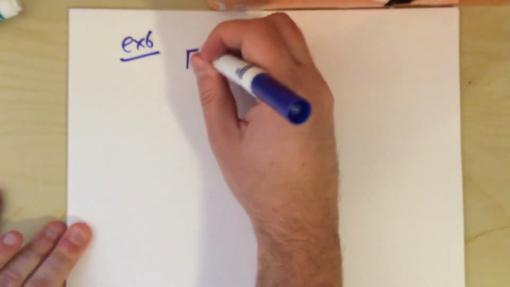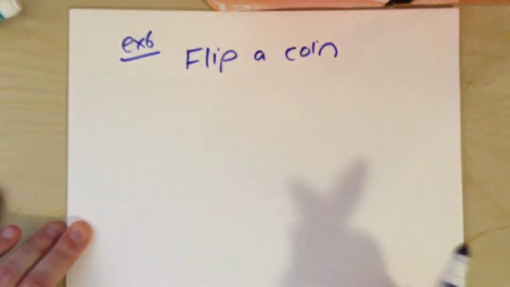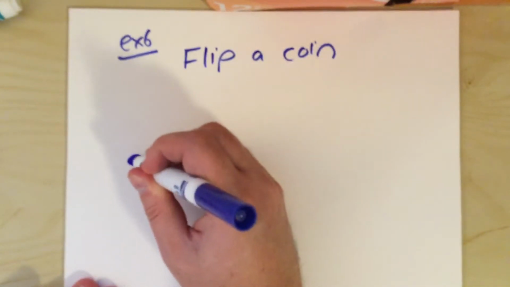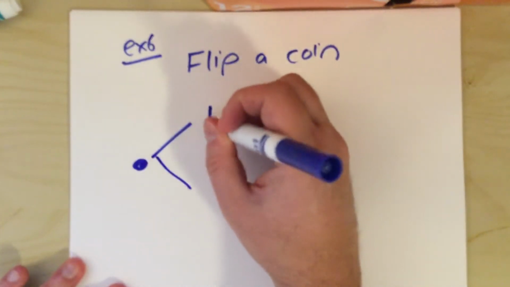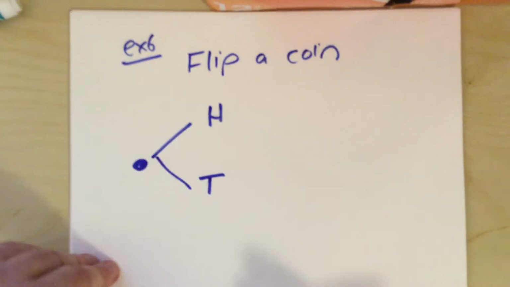So what we're going to do now is we're going to draw a tree diagram for flipping a coin. And it's actually not that hard. So we start the tree diagram with a dot, of course. And we have two options, either lands on heads or lands on tails.